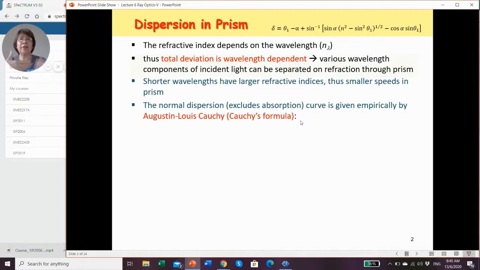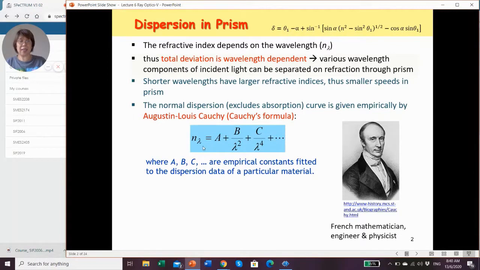Shorter wavelengths have larger refractive indices, therefore they will have smaller speeds in the prism. The normal dispersion curve, which is given empirically by Augustin Louis Cauchy, and here it excludes absorption, is expressed in a simple form given by this equation. The refractive index is equal to A plus B divided by lambda squared plus C over lambda to the power 4, where A, B, C are empirical constants which are fitted to the dispersion data for a particular material.